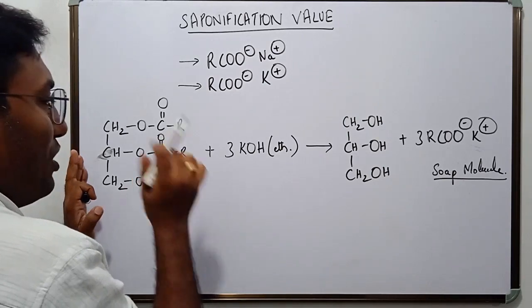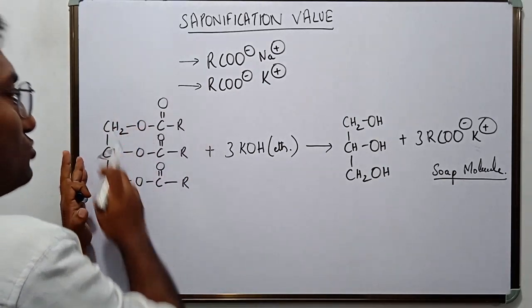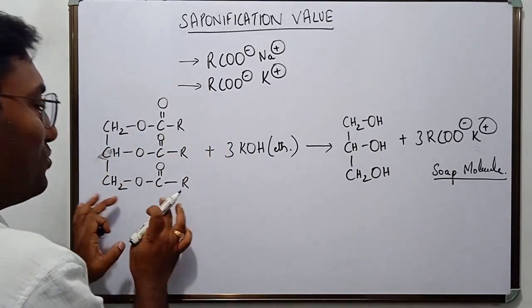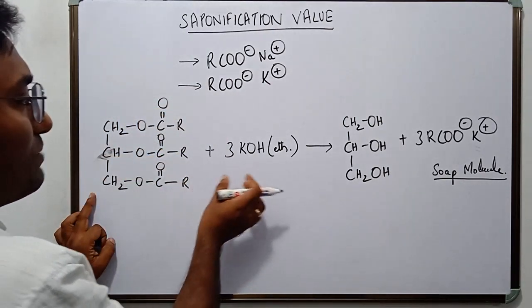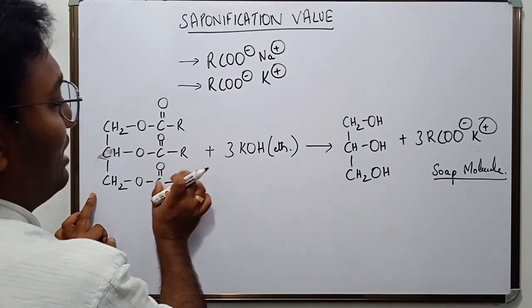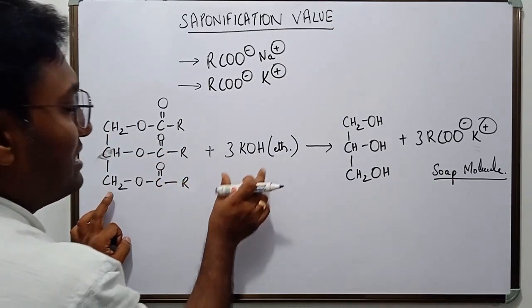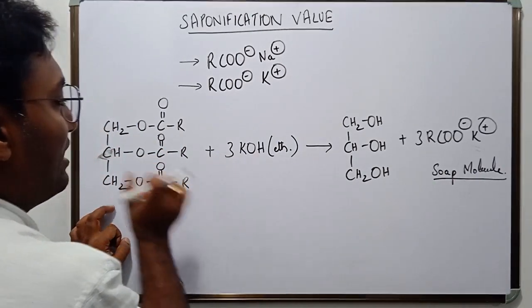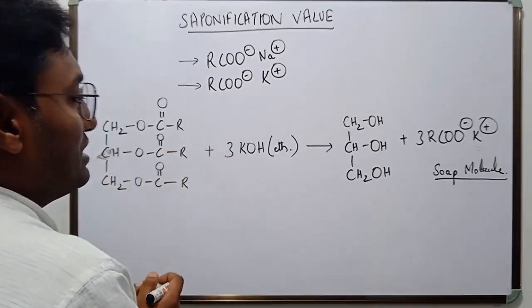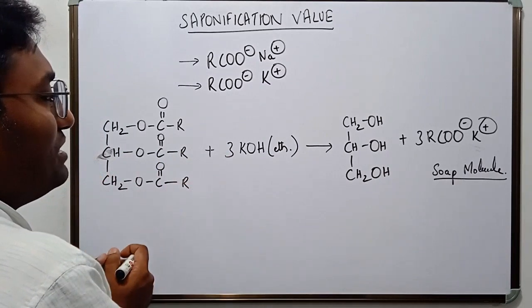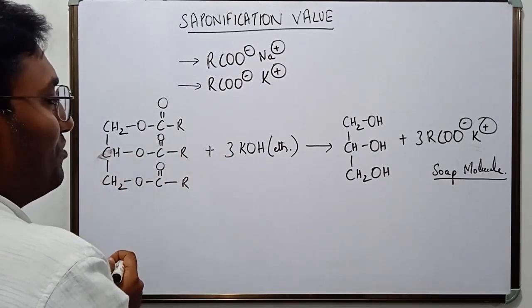Question number 3, how can you make soap from a triglyceride molecule or a fat molecule? The answer to this question is subject it to alkaline hydrolysis. Now, I used the word hydrolysis. Hydrolysis, what it actually means, it is the addition of water.